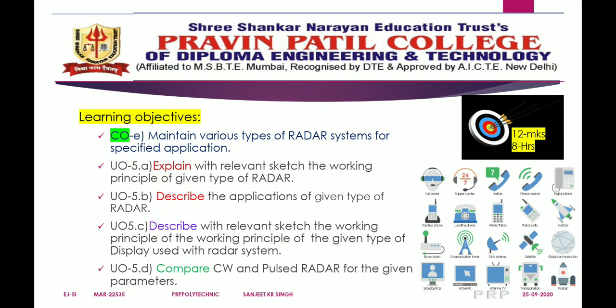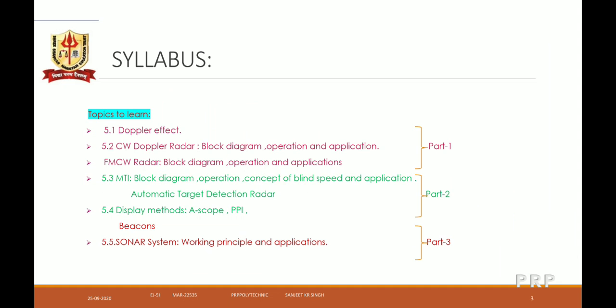So, in this chapter, the learning objectives are: number 1, the unit outcome is to explain with relevant sketch the working principle of the given type of radar. Number 2, describe the applications of the given type of radar. And number 3, describe with relevant sketch the working principle of the given type of display used with radar system. And fourth is to compare the continuous wave and the pulse radar for the given parameters. And the course outcome is to maintain various types of radar systems for specified applications. This unit is of 12 marks and 8 hours allocated lectures.